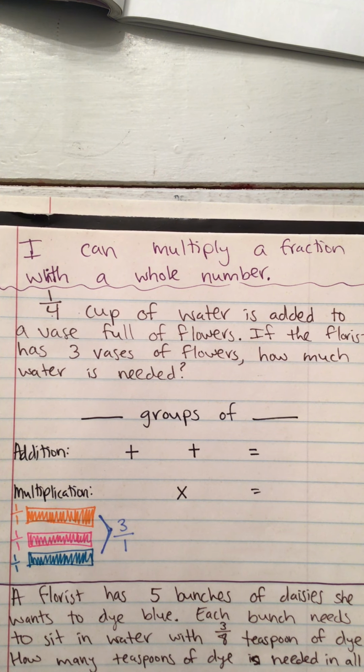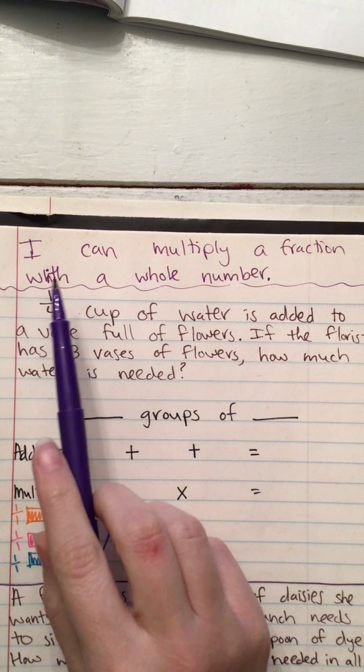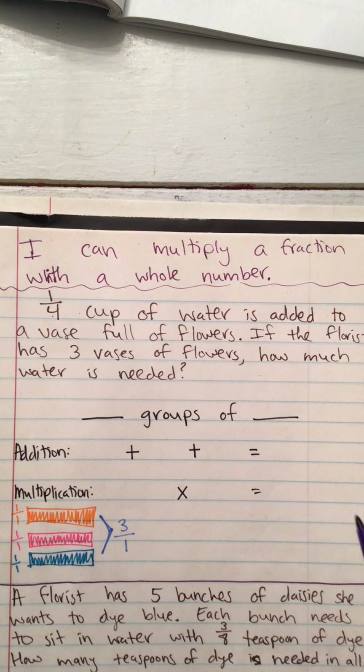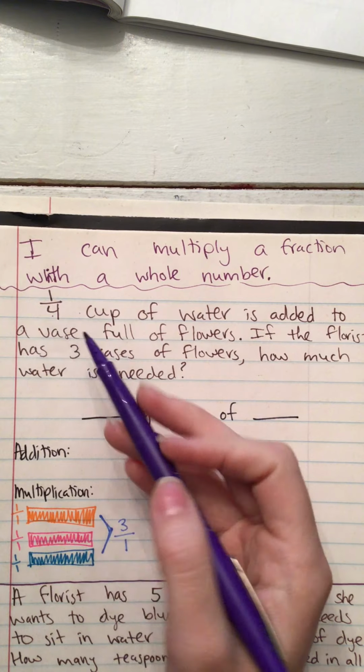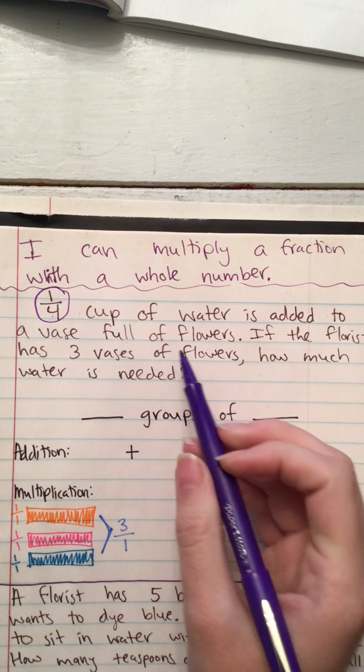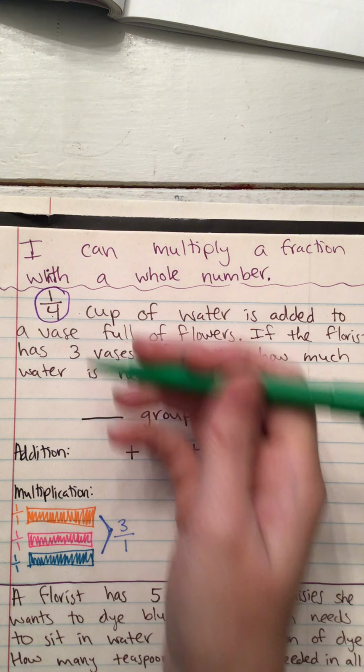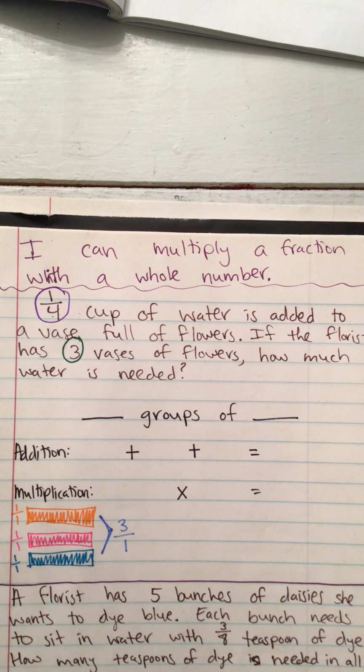Okay friends, good morning. We are going to learn how to multiply a fraction with a whole number. Okay, so let's look at our warm-up problems. 1/4 cup of water is added to a vase full of flowers. If the florist has 3 vases of flowers, how much water is needed?